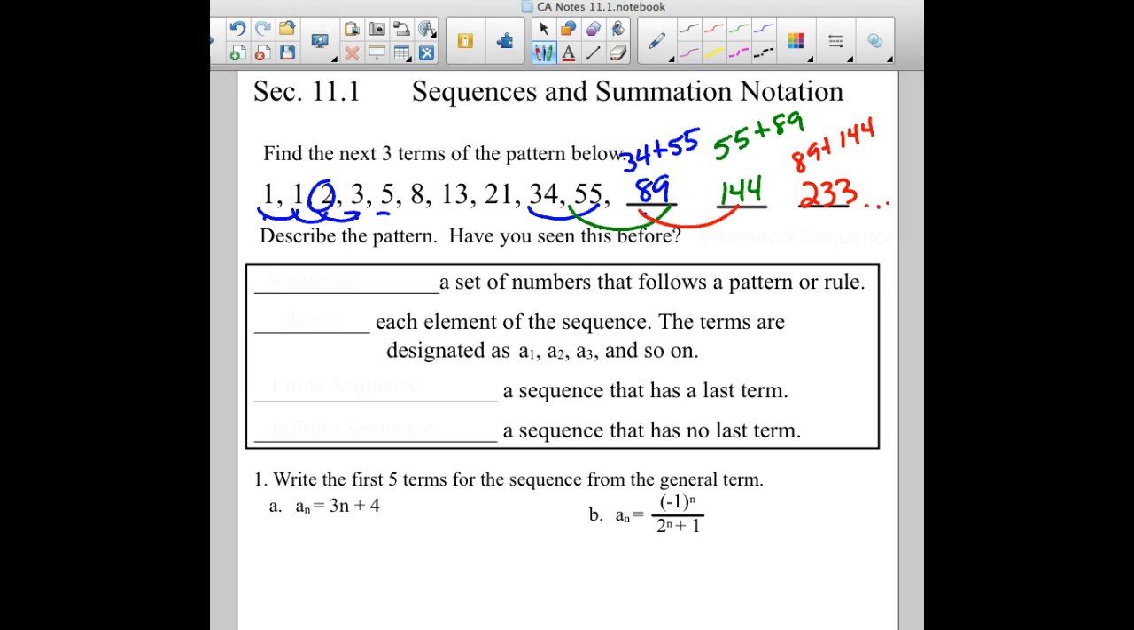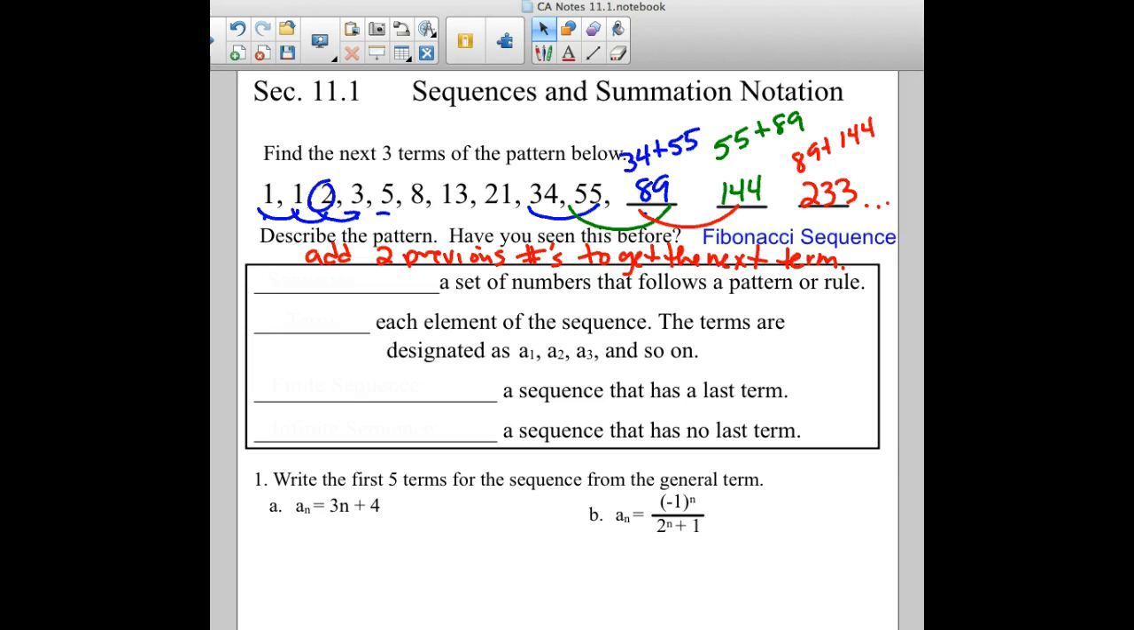It says to describe the pattern. So we are adding the 2 previous numbers to get the next term. And like I said, this is one of our famous sequences. It is called the Fibonacci sequence.